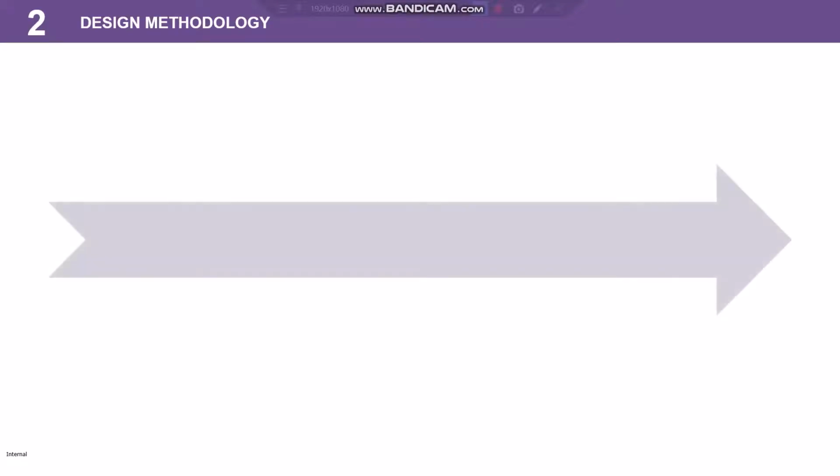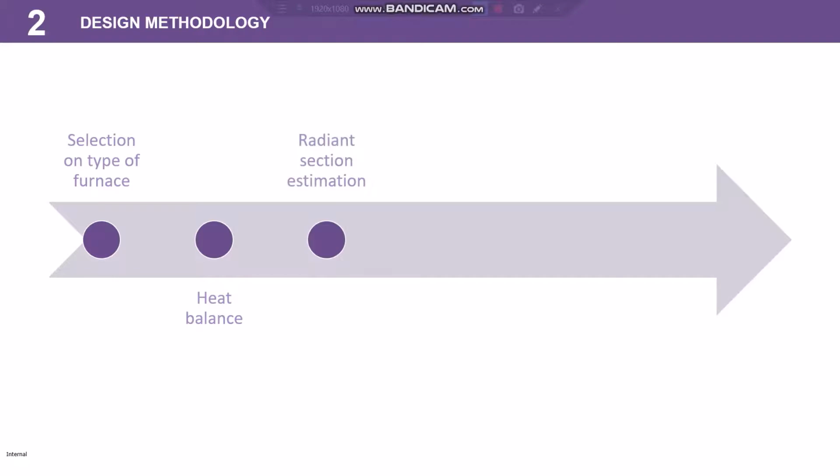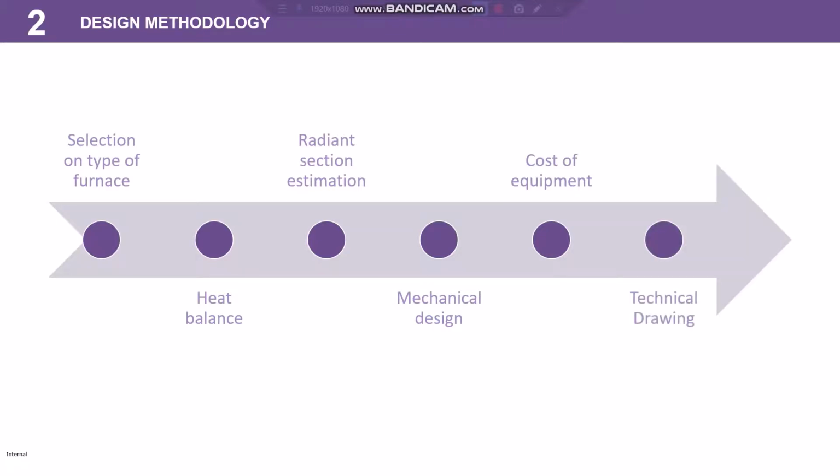The next section is the design methodology section. To design a furnace, we start with the selection of the type of furnace. Then we do the heat balance. These are followed by the radiant section estimation, the furnace mechanical design, the cost of equipment, and lastly, its technical drawing.